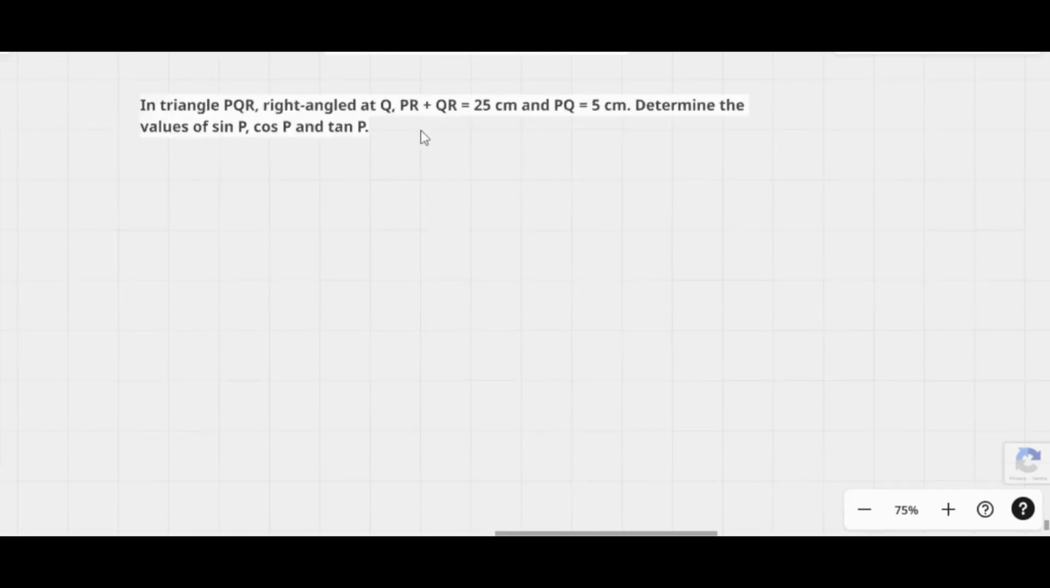In triangle PQR, right angled at Q. In this question they are exactly mentioning that it is right angled at Q. So I'm drawing a right angle triangle, and the right angle is at point Q, and this is P and this is R.